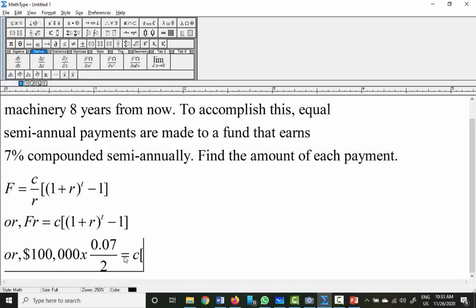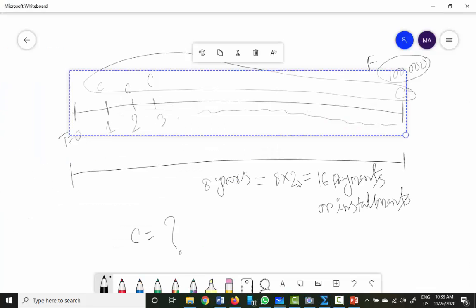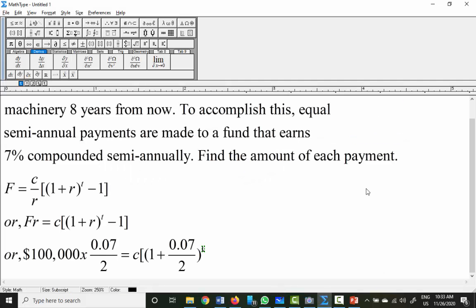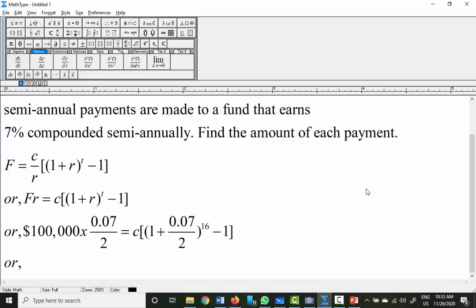And then C, 1 plus R. So R is 0.07 divided by 2, bracket, power T. We know that in 8 years we have a total of 16 payments, so the power is 16 minus 1. Right, so now let us do this calculation first.